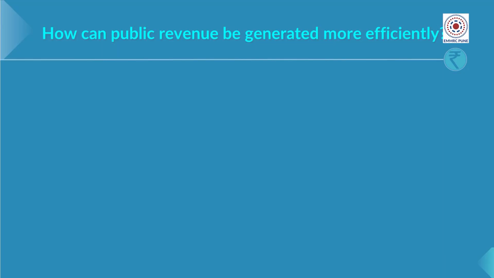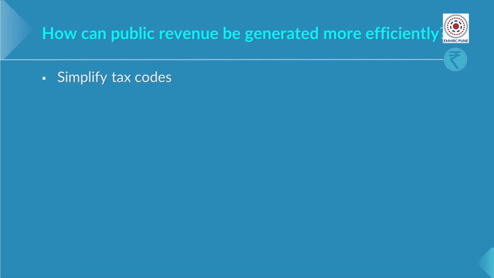How can public revenue be generated more efficiently? To generate public revenue more efficiently, governments can simplify tax codes. Simplifying tax codes may make it easier for individuals and businesses to comply with tax laws, reducing compliance cost and improving efficiency.